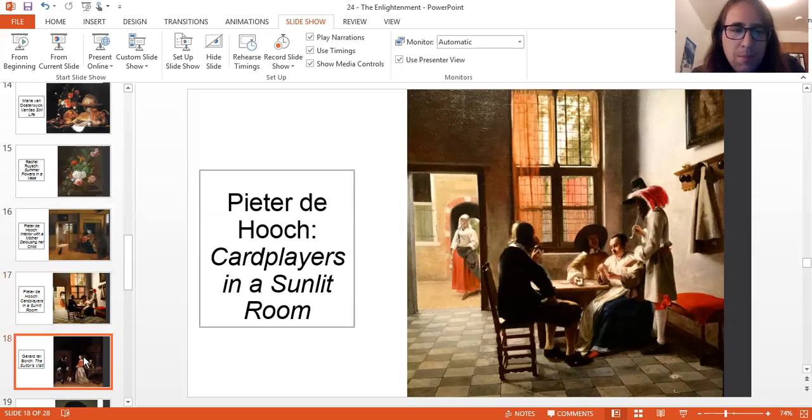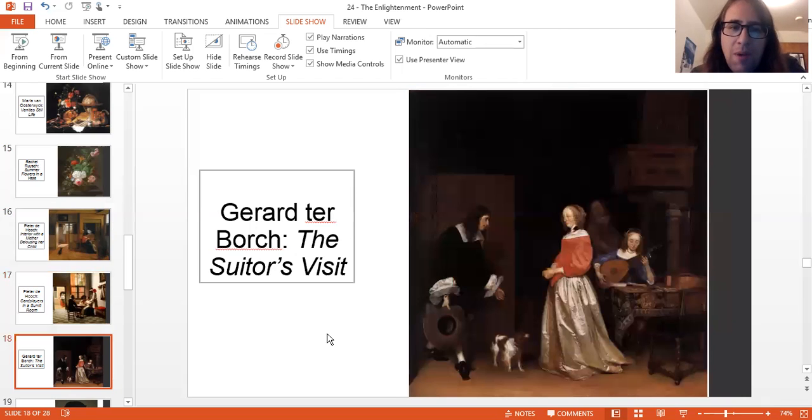Here's another ordinary scene by a guy called Ter Borch. And yeah, always double checking my pronunciations there. This is The Suitor's Visit. This is someone's boyfriend, or gentleman caller, coming to pick her up in this family. Meanwhile, you've got someone else leaning over the table and playing a musical instrument.